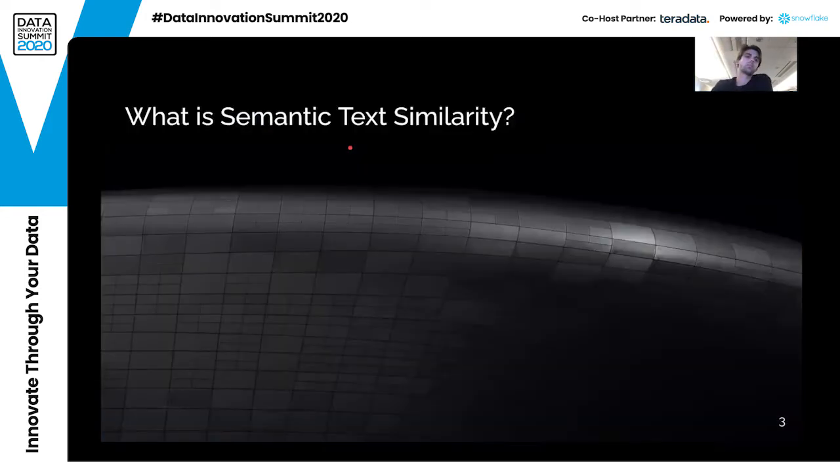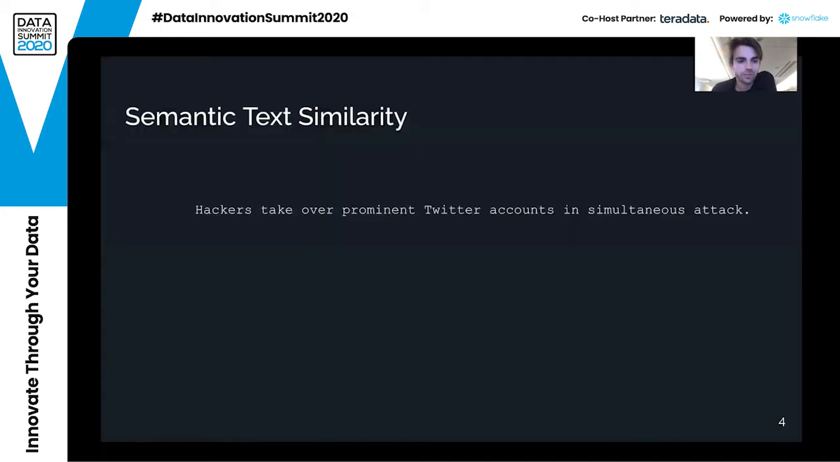So let's get to the topic. What is semantic text similarity? I want to answer this question along an example. Imagine you wake up one morning recently, like I did, to this news headline: Hackers take over prominent Twitter accounts in simultaneous attack.